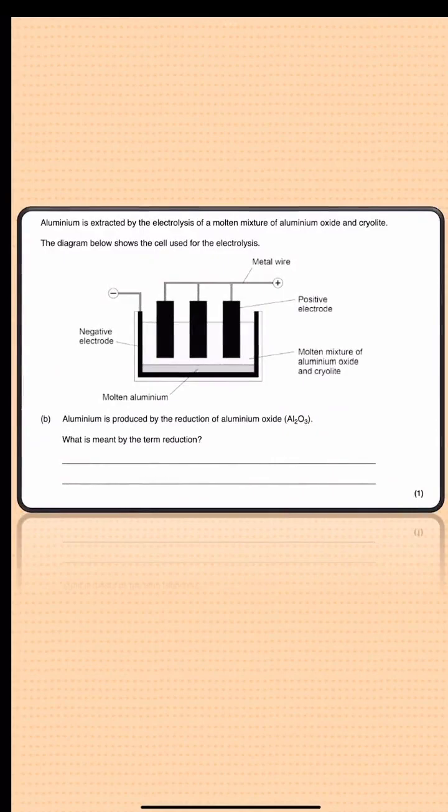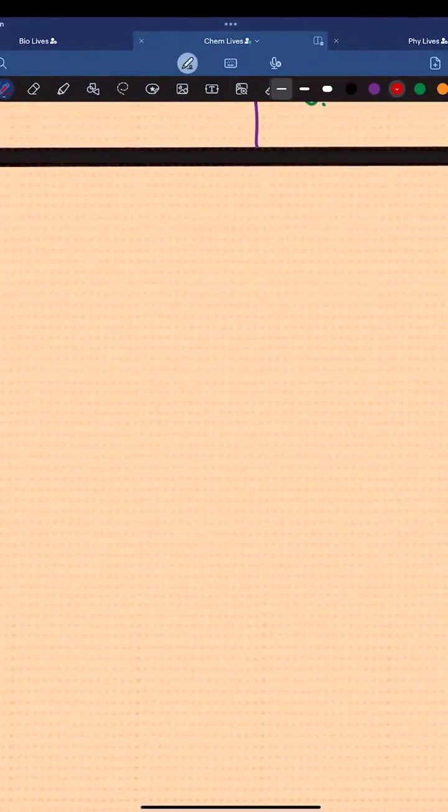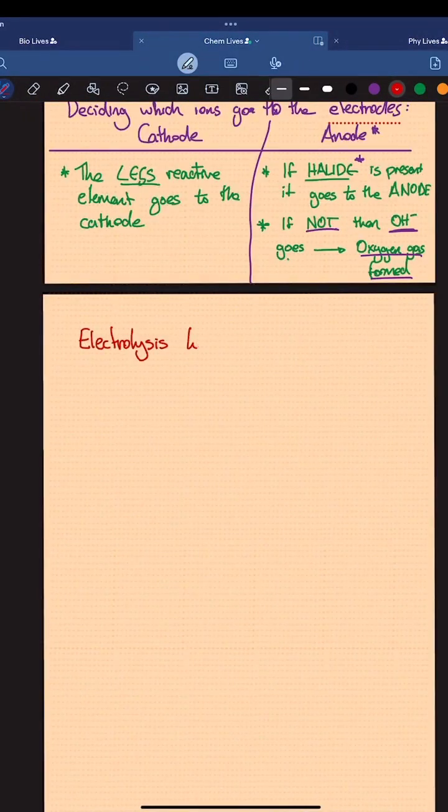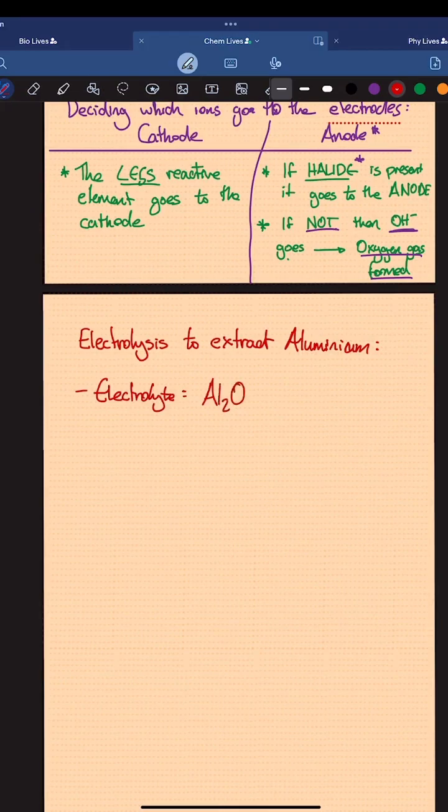All right, here, electrolysis of aluminium. So this is one specific one that you need to know for your exams. Aluminium being extracted. So in this, you've got your electrolyte. Let me write this down in our notes. So electrolysis to extract aluminium. The electrolyte is made up of a compound of aluminium, aluminium oxide, and one more thing, it's mixed with something.